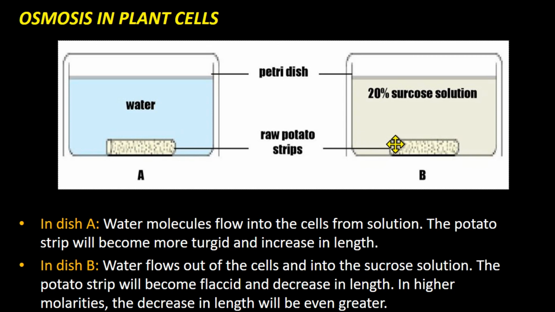In dish B, on the other hand, water is going to flow out of the cell because there's going to be a higher water potential in the cells compared to outside. So it's going to flow out into the sucrose solution. So it's going to become flaccid or kind of floppy, and there's going to be a negative decrease in size and length. So in higher molarities, let's say 40% sucrose, the decrease in length will be even greater.